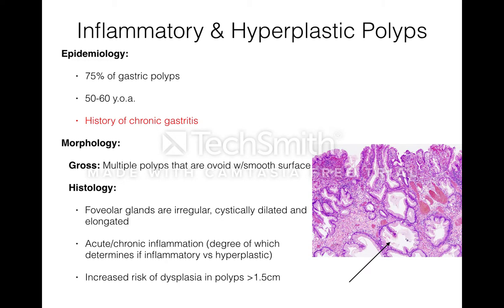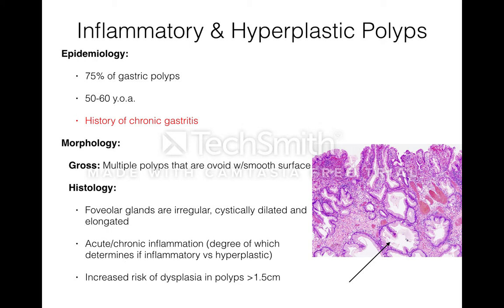So inflammatory and hyperplastic polyps combined make up about 75% of all gastric polyps. They are most commonly found in those 50 to 60 years of age who have a history of chronic gastritis. Inflammatory and hyperplastic polyps are differentiated based on the degree of inflammation present. So as the name implies, inflammatory polyps have a greater inflammatory infiltrate. They tend to occur in multiples and are ovoid in shape with a smooth surface.